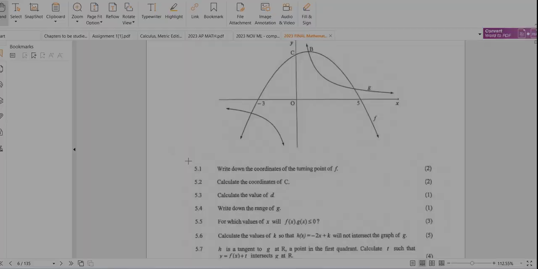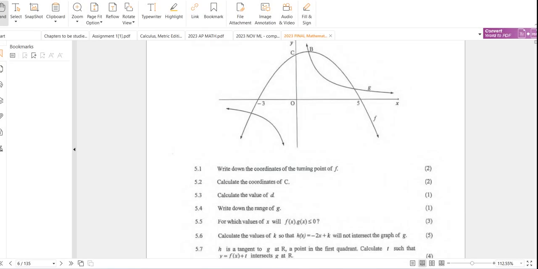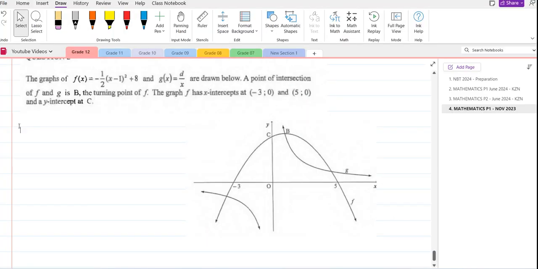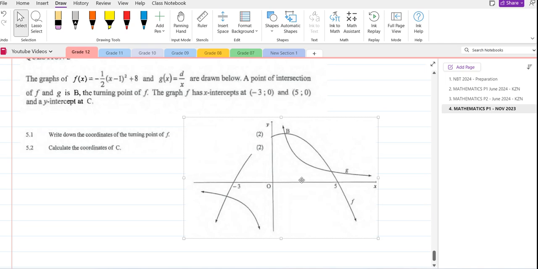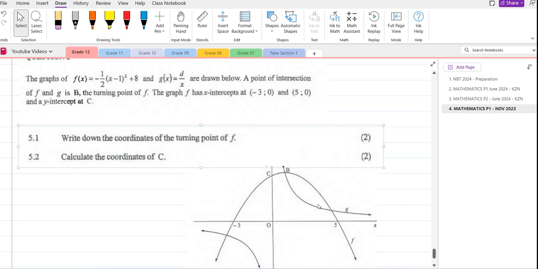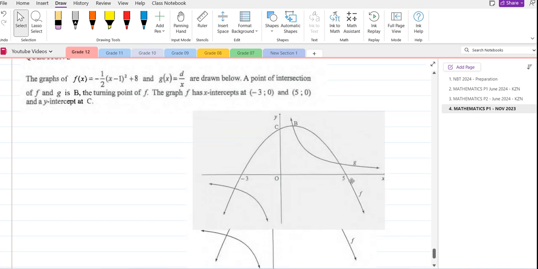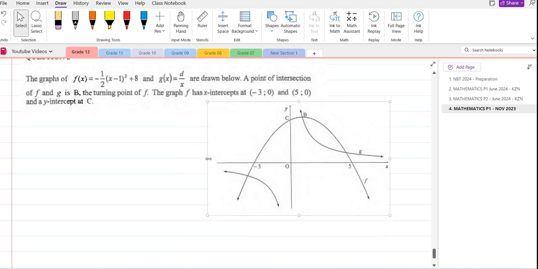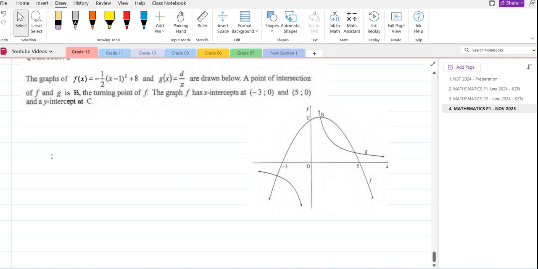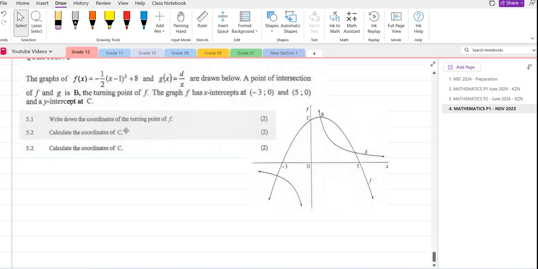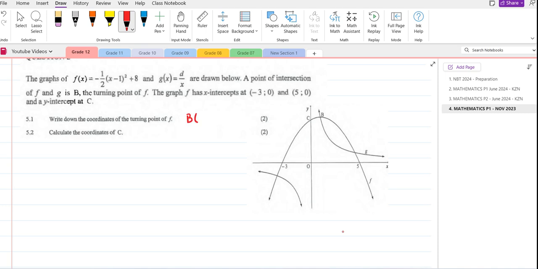Let's try to solve this problem two at a time. Find the coordinates of the turning point of f. You know how many marks these are, I don't need that. What's the coordinates of the turning point of f? The turning point is at B, and the coordinate is 1 and 8. See, it's already written in turning point form.